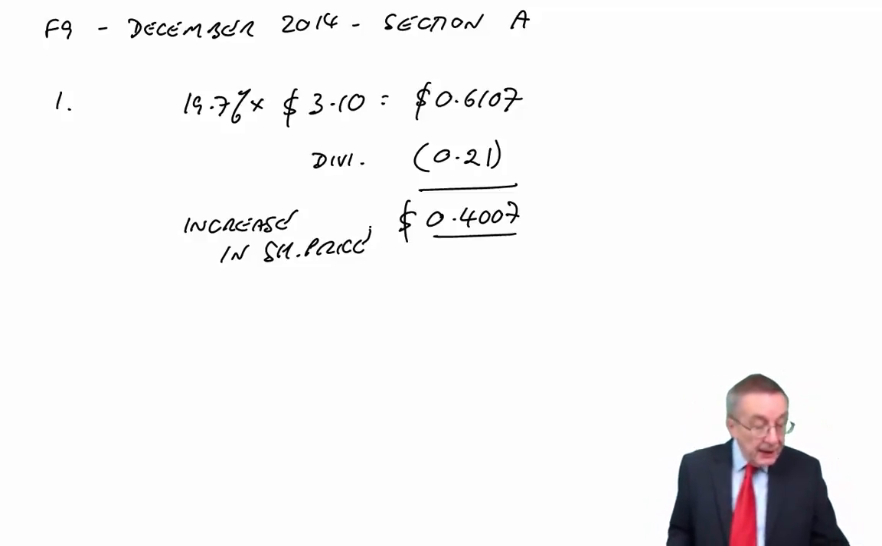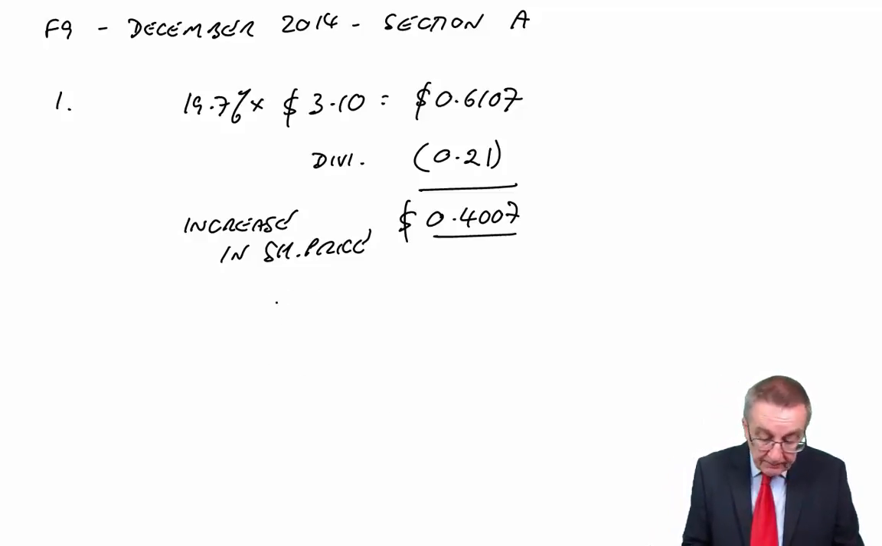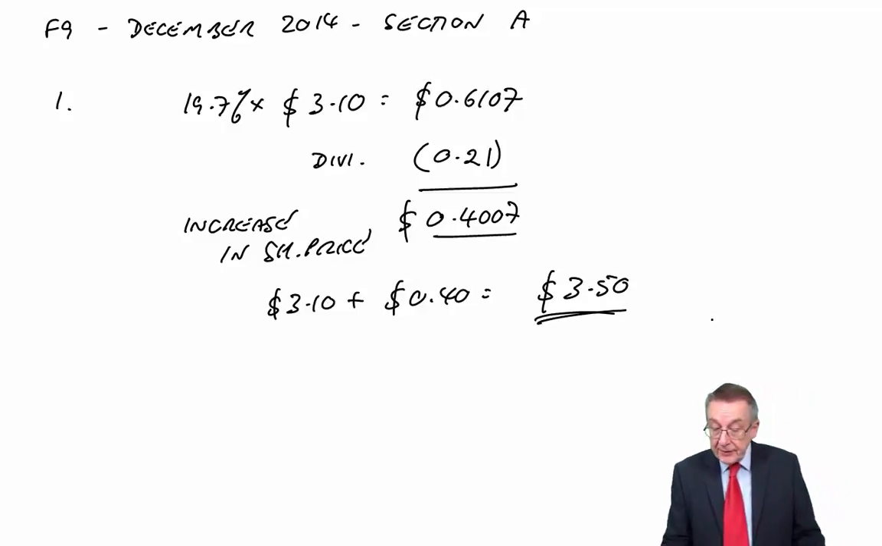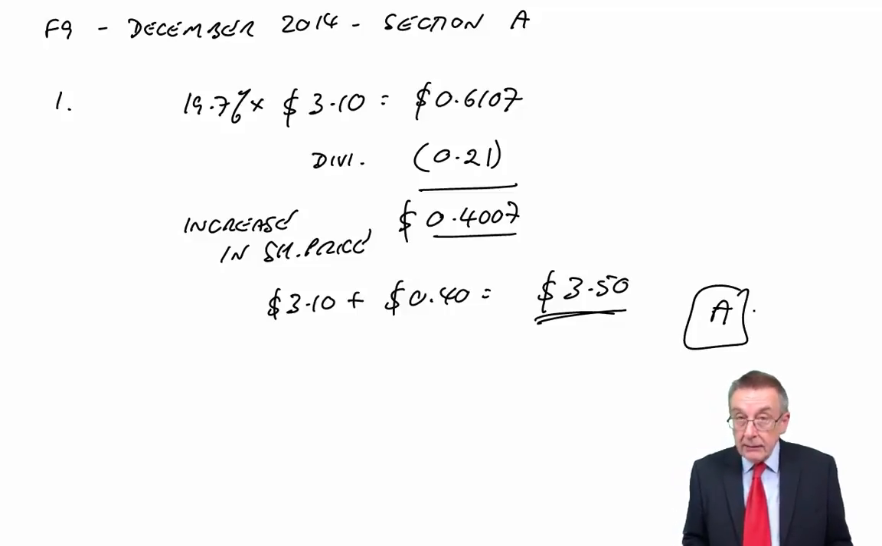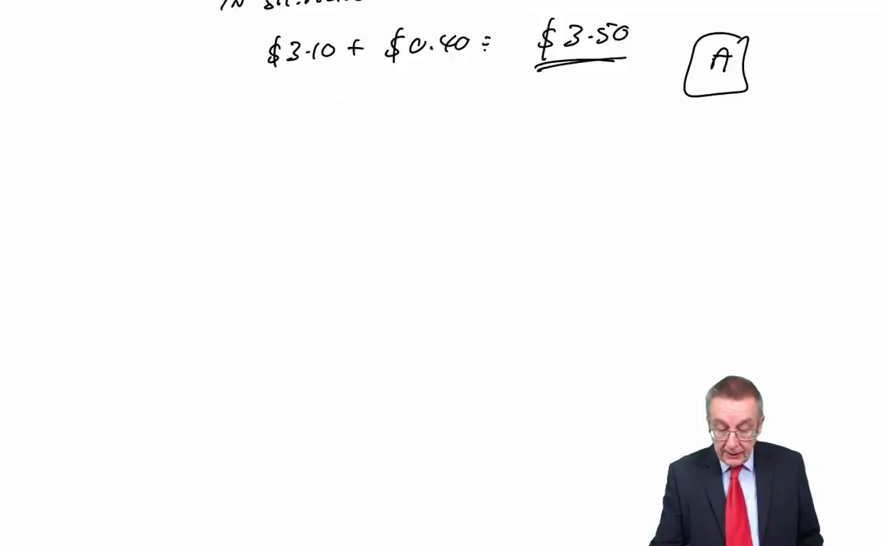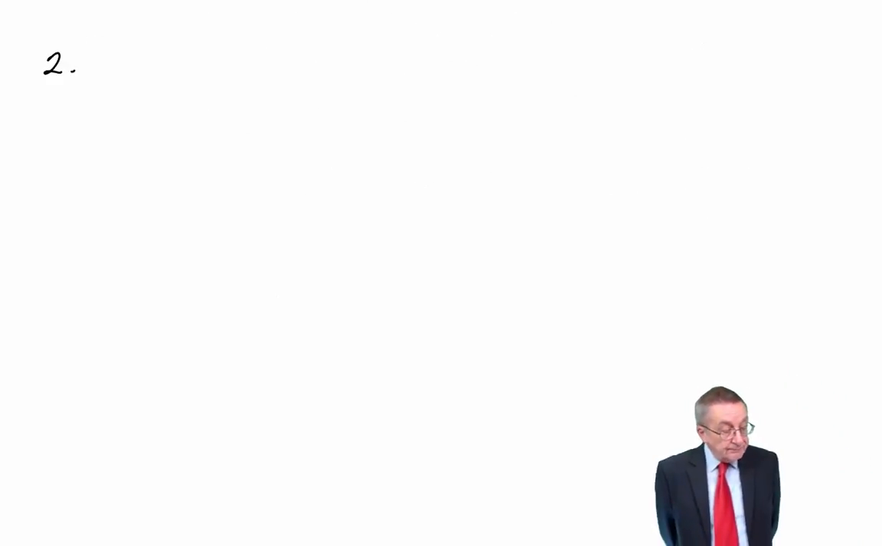The share price has gone up by 40 cents, obviously from the choice of answers, it's to the nearest cent. It was $3.10 a year ago. It's gone up by 40 cents. And so the current share price must be $3.50. The answer is A. So hopefully that was a nice start. Let's carry on. Number 2.